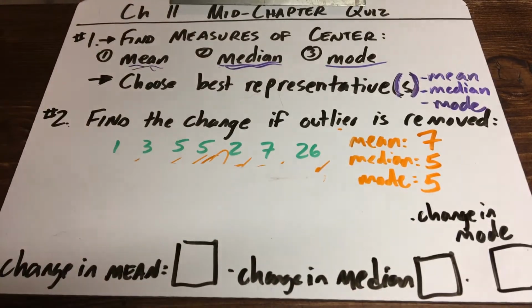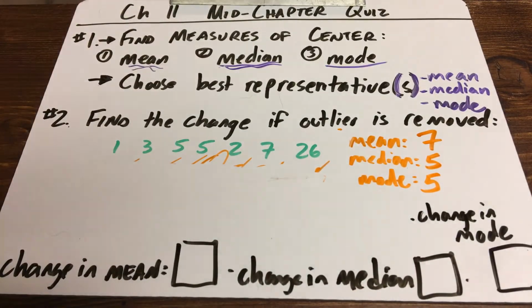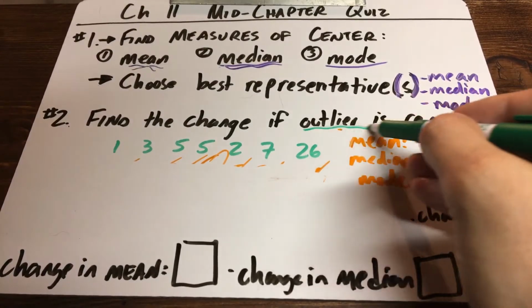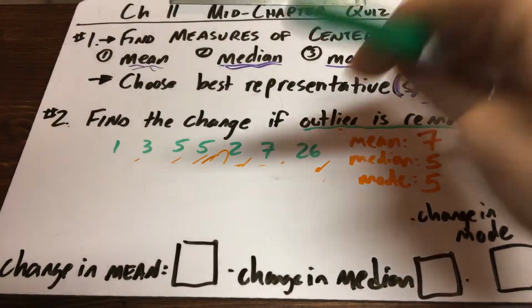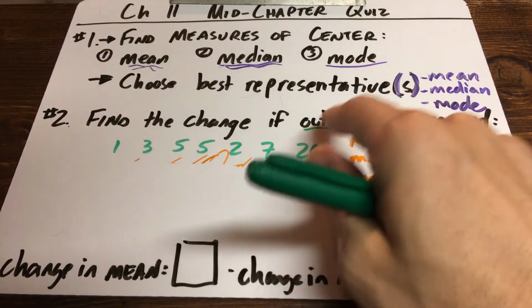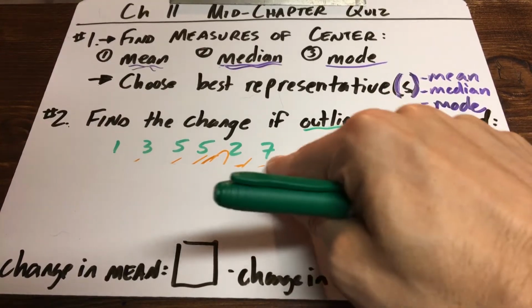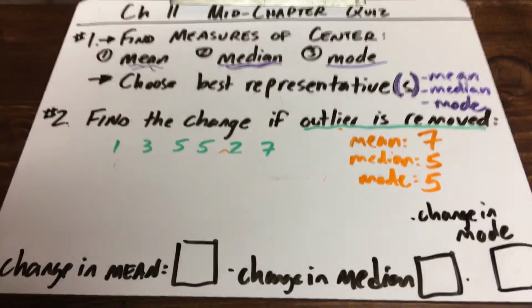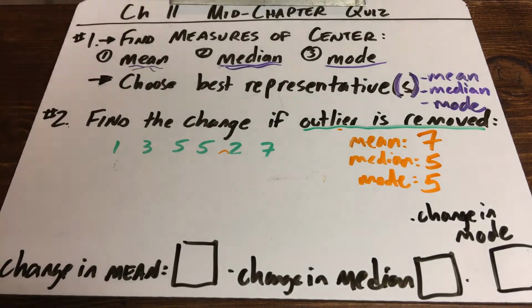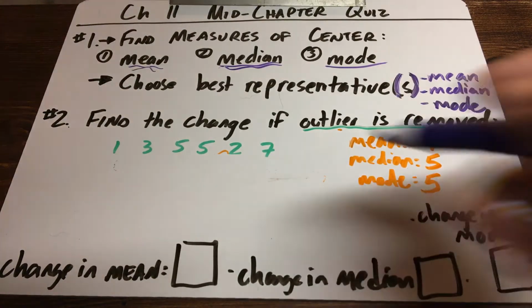But now it's going to ask you, find how your answers change if the outlier is removed. So now what I'm going to do is take this number 26 that was our outlier because it was way bigger than all the others, and I'm just going to delete it. It's not even in the list anymore, right? So now I only have 6 numbers, and now I'm going to do mean, median, and mode a second time.